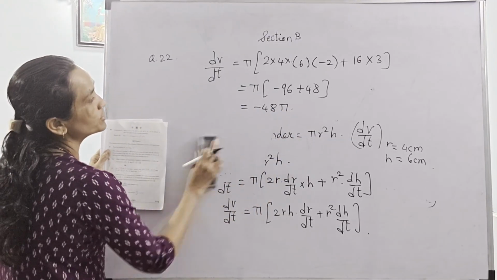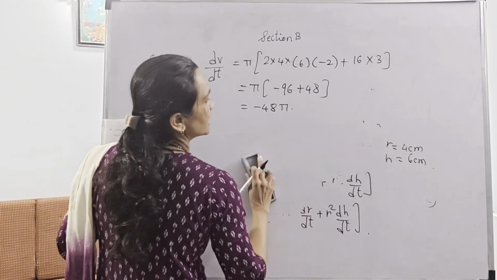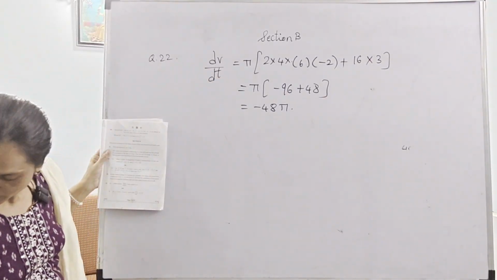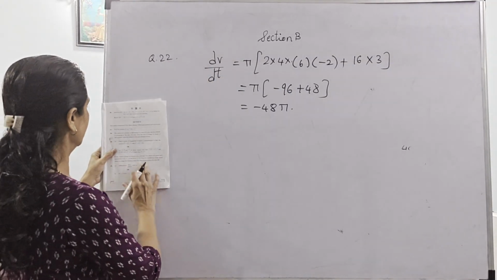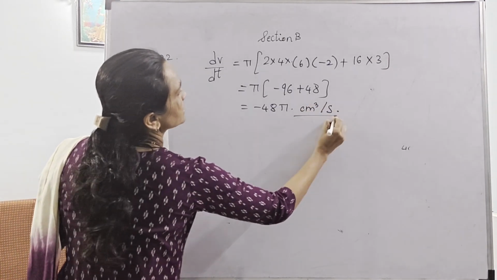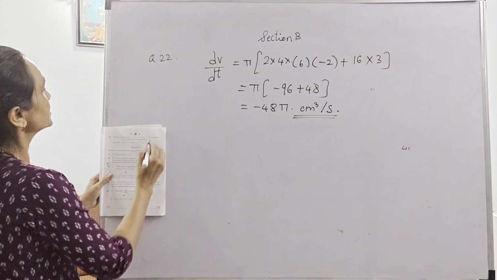So here volume is also decreasing. The negative sign signifies that volume is decreasing. Only I will place the unit, that is centimeter cube per second. It is important to mention the unit in the answer.